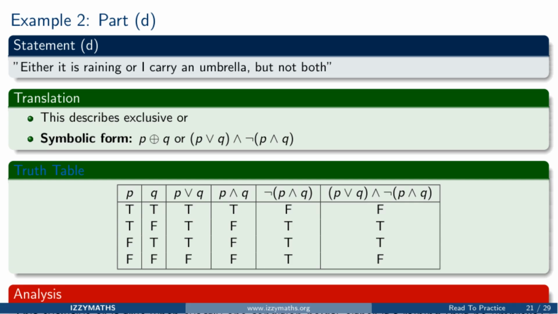When P is T and Q is T, P or Q is T, P and Q is T, not (P and Q) is F, so the final result is F. When P is T and Q is F, P or Q is T, P and Q is F, not (P and Q) is T, so the final result is T. When P is F and Q is T, P or Q is T, P and Q is F, not (P and Q) is T, so the final result is T. When P is F and Q is F, P or Q is F, P and Q is F, not (P and Q) is T, so the final result is F. This exclusive OR is true when exactly one condition holds, either it's raining but no umbrella, or umbrella but not raining.